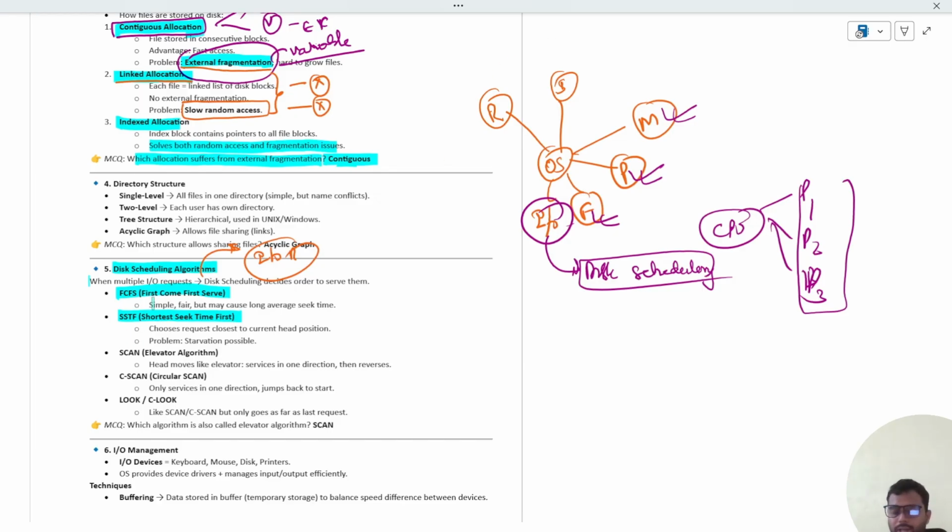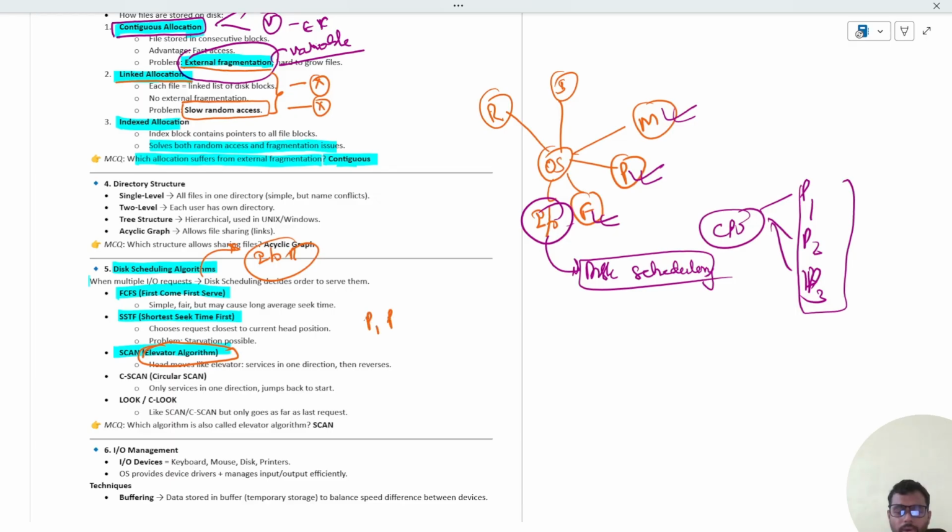One is first come first serve: those IO requests which come first will be served first. Or it could be shortest seek time first: those which require the shortest time to be completed will be given priority. Or it can be SCAN, which is the elevator algorithm. What is the elevator algorithm? What we will do is, it's just like round robin.